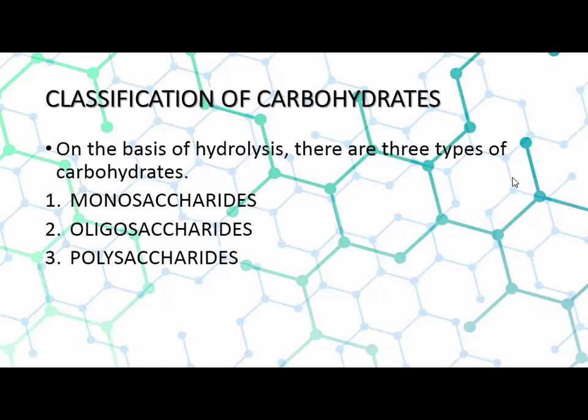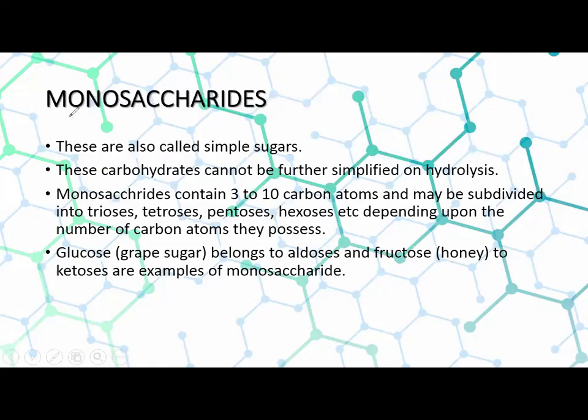Now, first of all, we are going to deal with the monosaccharides. Mono means one, single, and saccharide means sugar. It means that monosaccharides are also known as single sugar or simple sugar. These carbohydrates cannot be further simplified on hydrolysis. They mainly consist of only a single molecule of sugar, and it cannot be further broken down on hydrolysis into different compounds because it is a single unit.